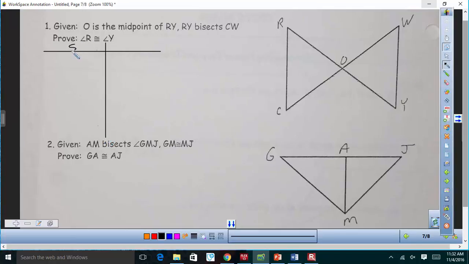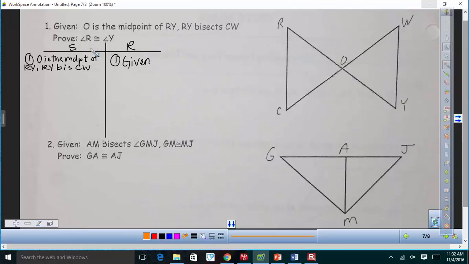So we're going to have our statement and our reason column. What comes first in the proof? The given. So O is the midpoint of RY, and RY bisects CW. And I know that because it's given.